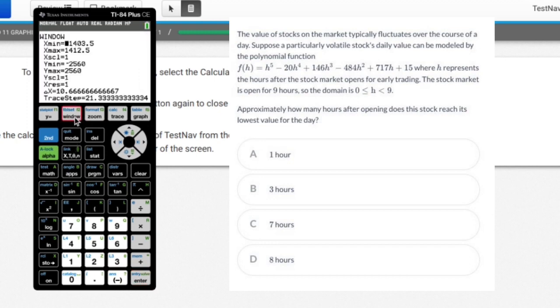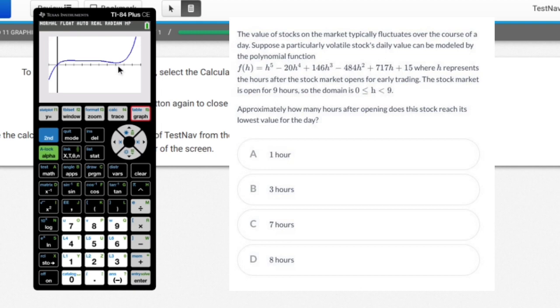What if I set my window now that I know what I know? Let's set that window back to 0, or better yet, -1 and 10. Maybe that gets me a much better picture. Let's see, graph. Look at that. So sometimes you just have to play around with the calculator a little bit. It looks like whatever this number is, give or take, is going to be my minimum.